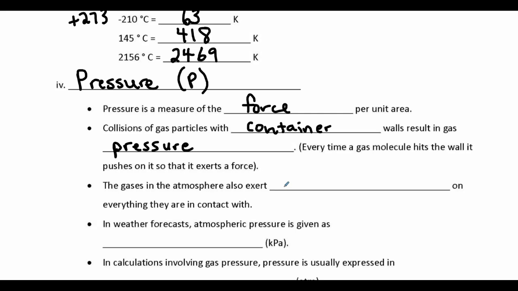So the gases in the atmosphere also exert pressure on everything they're in contact with. So you kind of think the closer to the surface of the Earth you are, the more gas particles are above you in the atmosphere. So the more gas particles there are above you, the more pressure you're going to feel. Not that we actually feel it, but the higher the pressure is going to be. As you climb higher in the atmosphere, there's fewer particles above, so that lowers the atmospheric pressure.